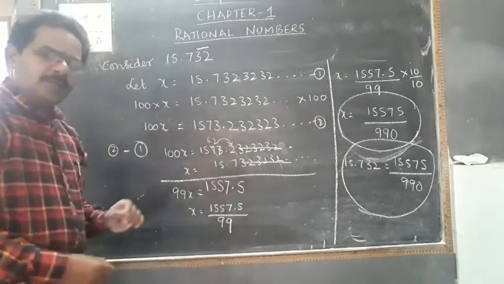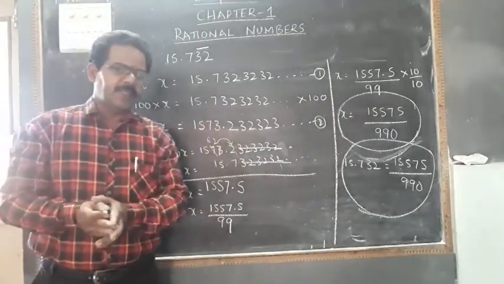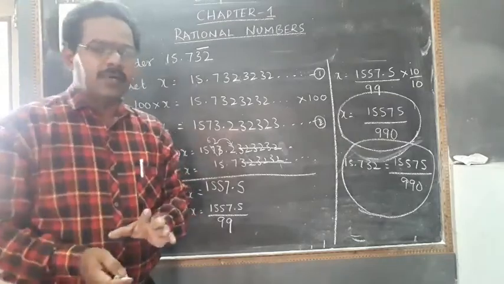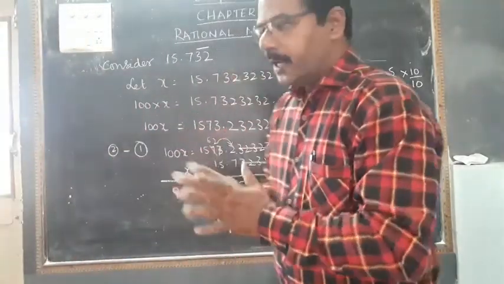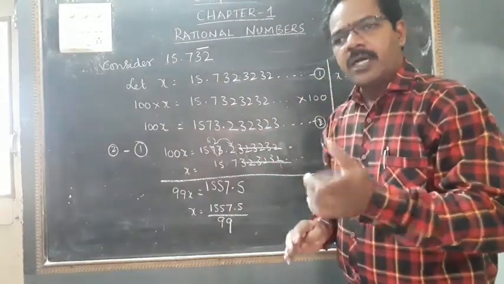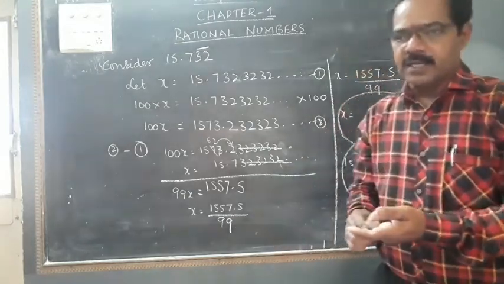So like this we have to do the given conversions. So what are the conversions we learned here? First one we learned about the terminating decimal, which will be converted into rational form. And the second one is the non-terminating repeating decimal, which will also be converted in the form of rational.